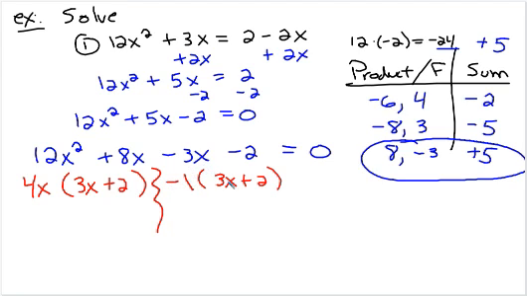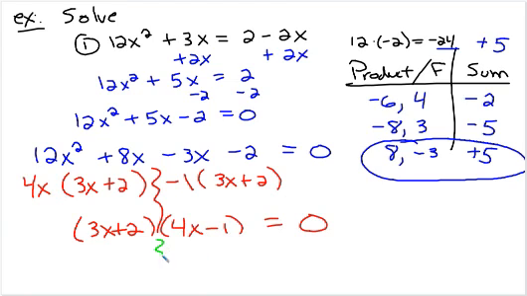Look, negative 1 times 3x is negative 3x. Negative 1 times positive 2 is negative 2. That works. So I pull out the 3x plus 2. That's going to be multiplied by what's left, 4x minus 1. This happens to be one we are solving, but we have talked about this. The hard part is done. We now split these into two separate little equations to solve. 3x plus 2 equals 0, and 4x minus 1 equals 0.